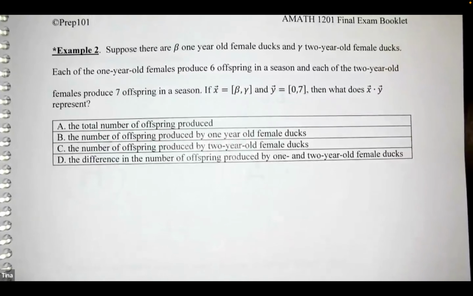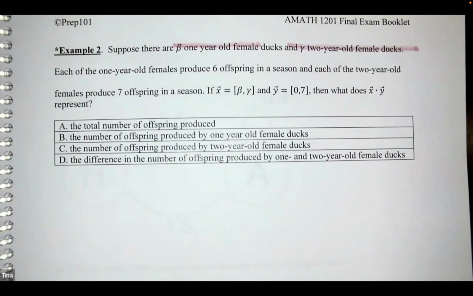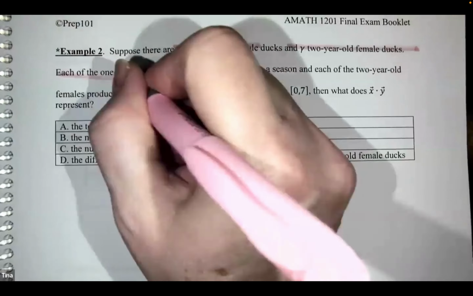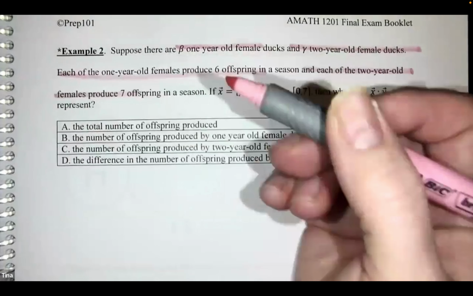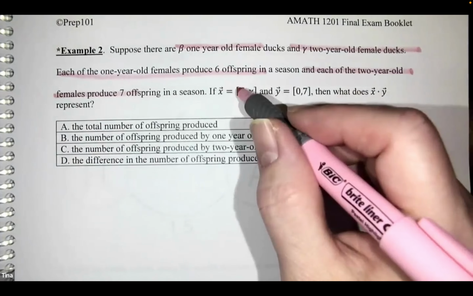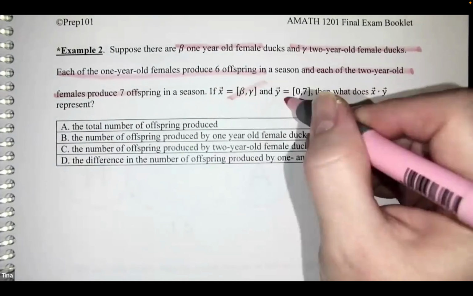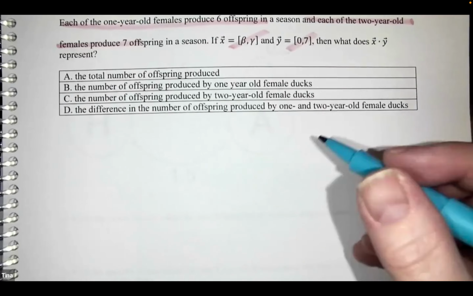So number 2 here, suppose there are beta 1-year-old female ducks and gamma 2-year-old female ducks. So beta are 1-year-olds, gamma 2-year-olds. Each of the 1-year-old females produce 6 offspring in a season, and each of the 2-year-old females produce 7 offspring. If X is (beta, gamma) and Y is (0, 7), then what does this product represent?